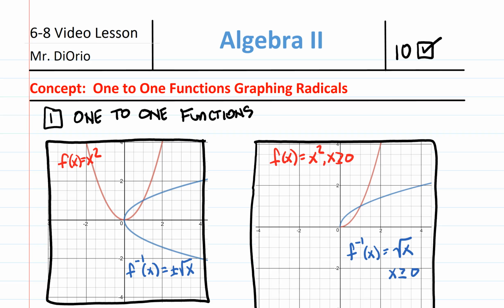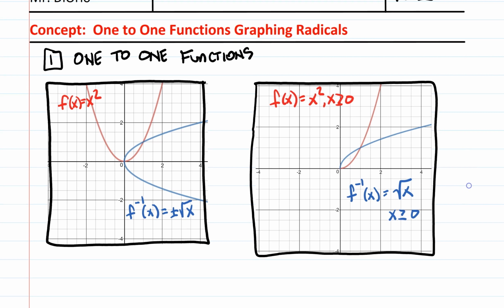Welcome to 6-8 video lesson underneath Algebra 2. There are 10 boxes for us to talk about, and the concept is one-to-one functions and graphing radicals. So one-to-one functions and graphing radicals. Okay, so let's talk about one-to-one functions.